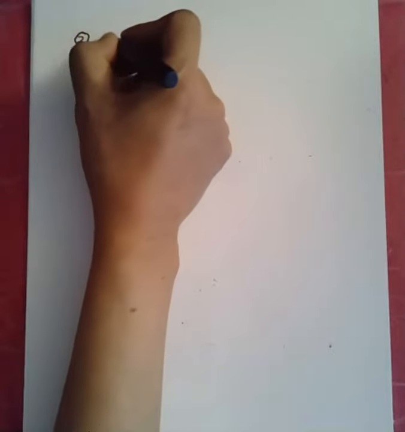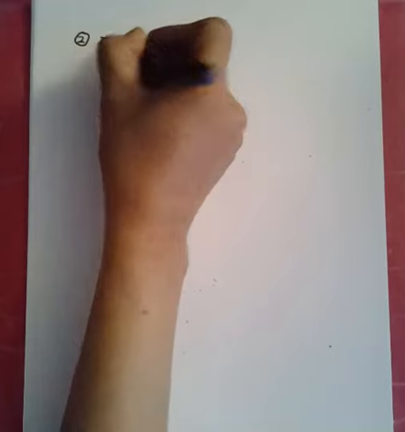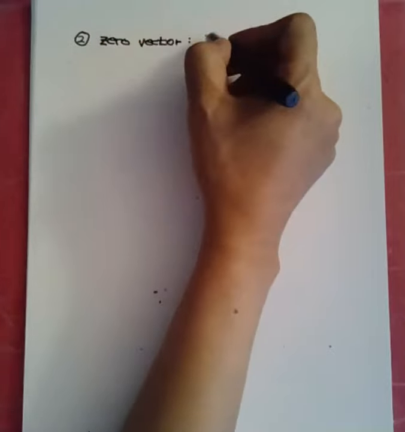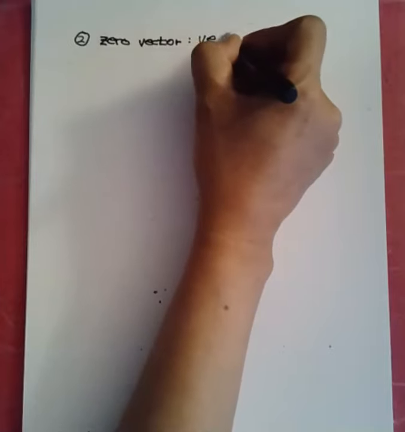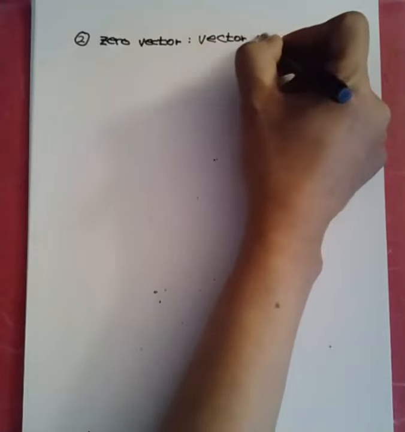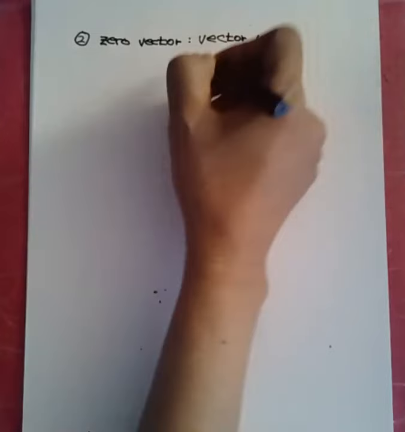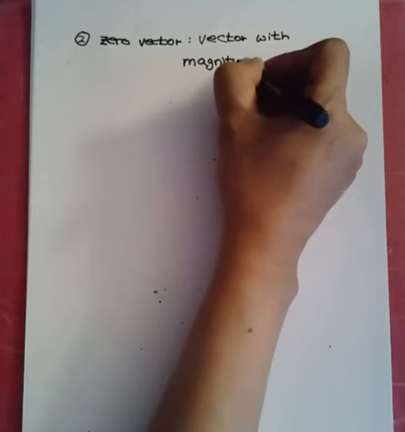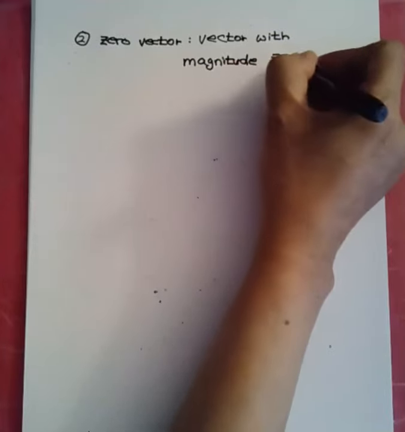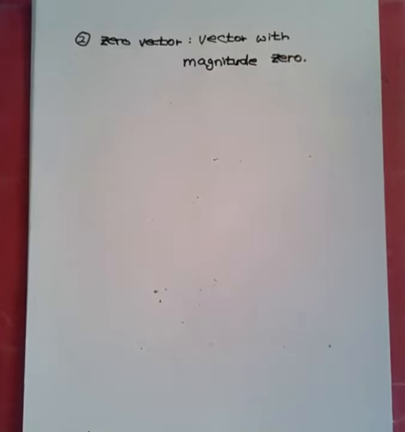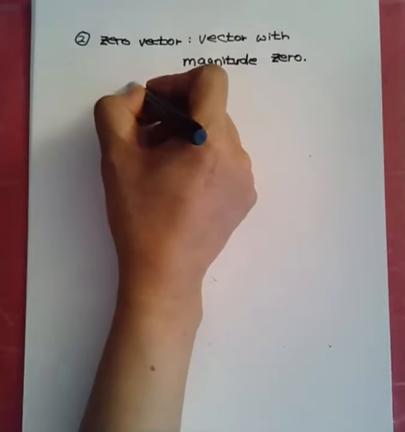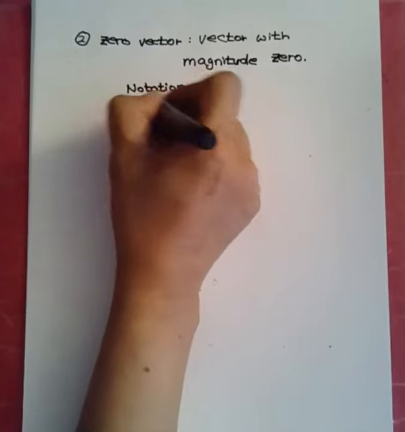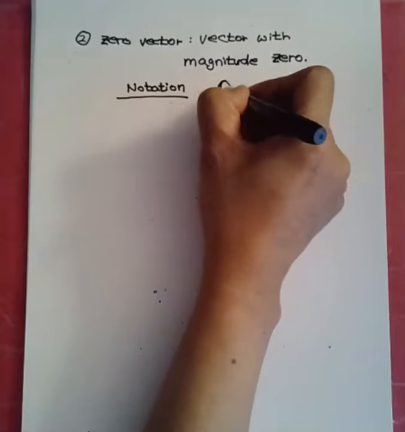There is a notion of zero vector. A zero vector is a vector with magnitude zero. That means the zero vector is just a point. The notation will be a bold letter 0.